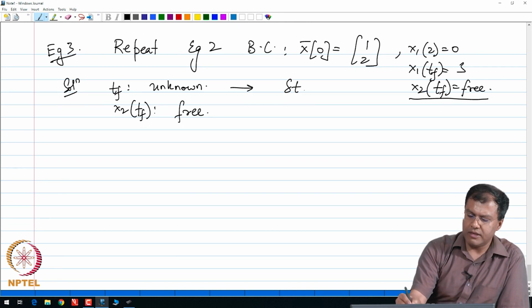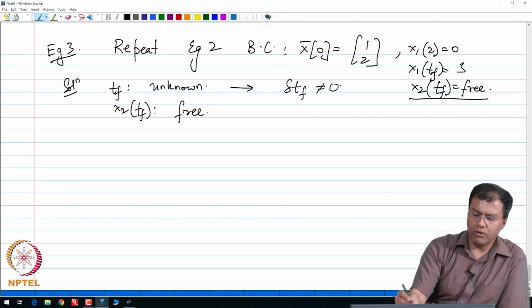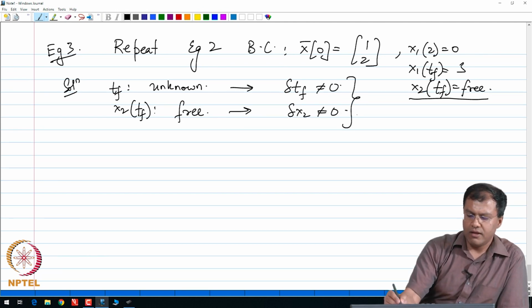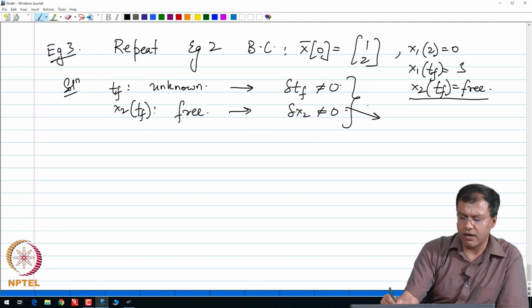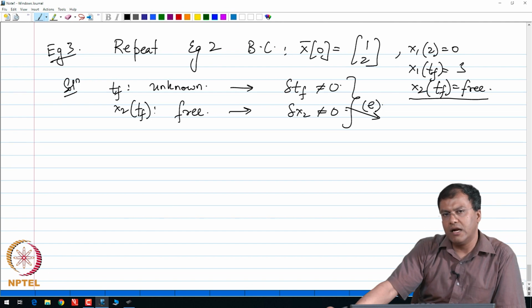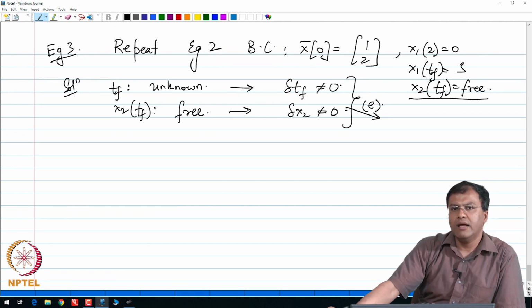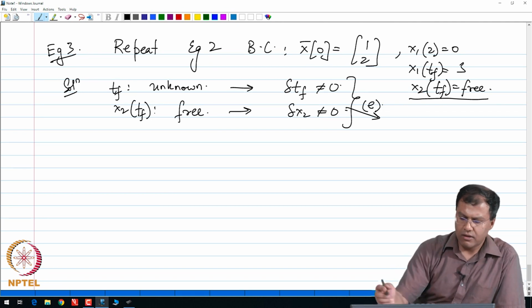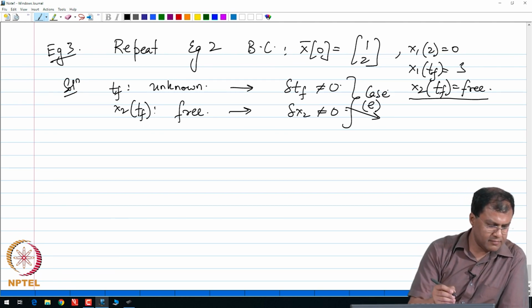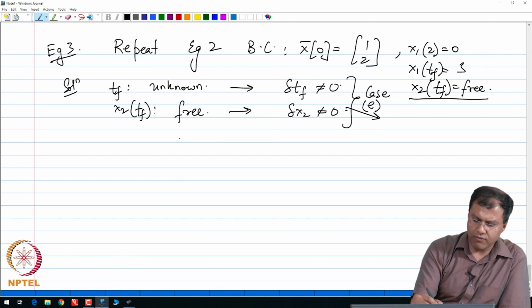So, this means that the variation in T f is also non-zero, and the variation in x 2 is also non-zero, which means that this situation falls under our simplified case E, where we are able to vary our final time as well as our final state independent of each other, right. So, this falls under case E, and we see that the following set of natural boundary conditions must hold.